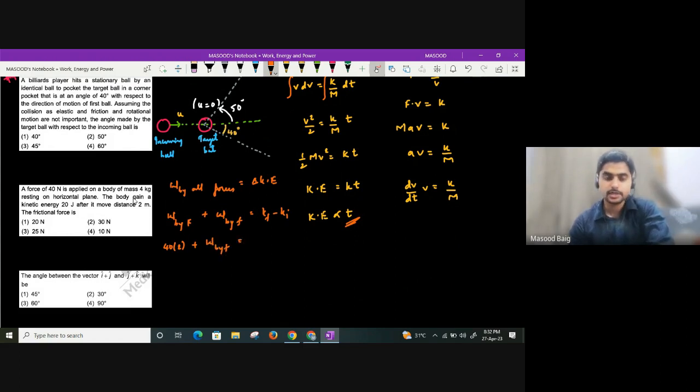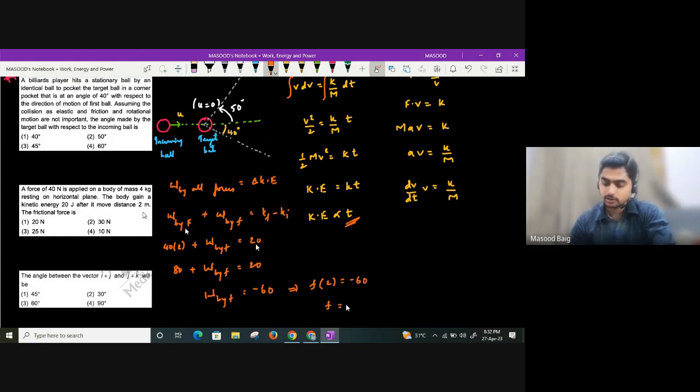Now, body is gaining kinetic energy. Body gains a kinetic energy 20 joules after it moves. So what is this meaning? K final minus K initial, if you do, you'll get it as 20. So 80 plus work done by friction will be equal to 20. So what is the work done by friction, beta? Work done by friction, you will get it as minus 60. Right? Suppose if friction is also constant, implies I can write F into 2 will be equal to minus 60.